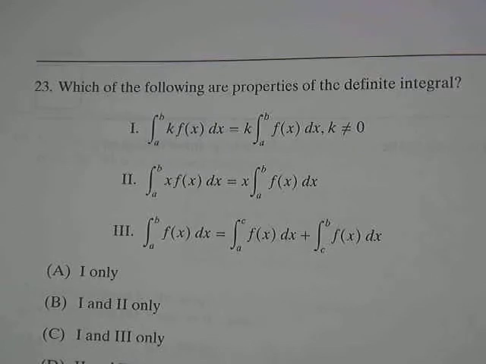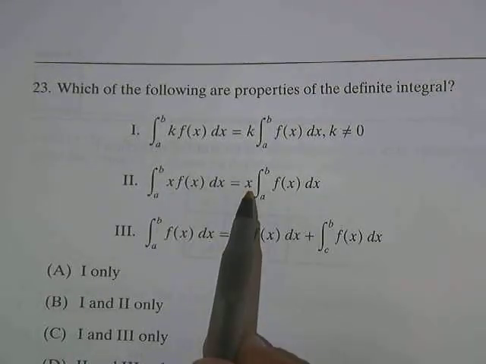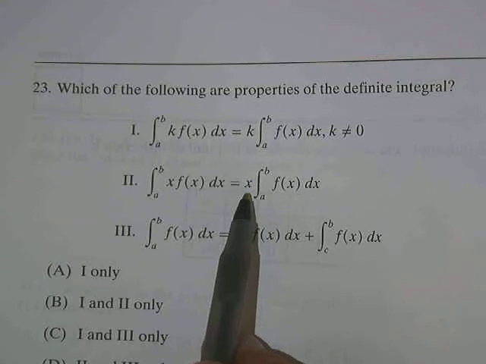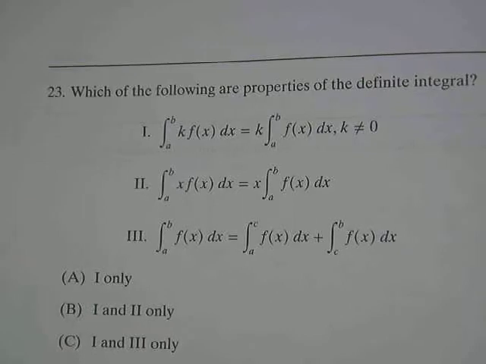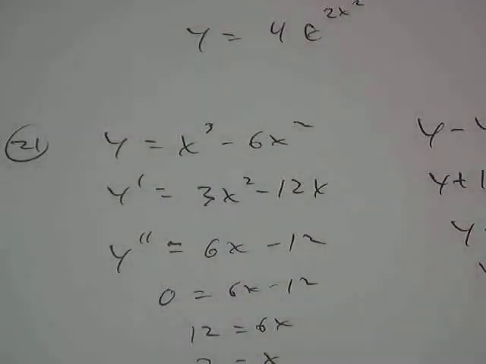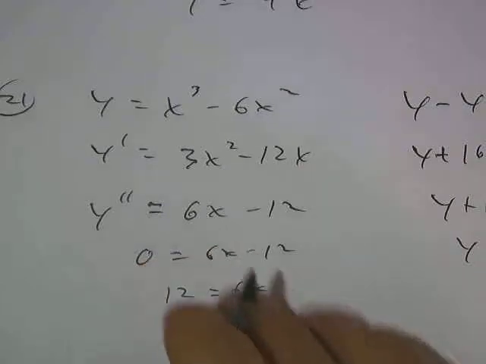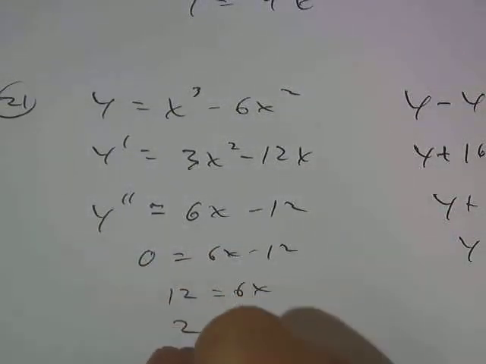What about this one? If we go from A to B, is that the same as going from A to C and then C to B? Yeah, sure. So therefore, it would be 1 and 3, letter C. Wait, what was your other two? You can't take an x out. You can take a constant out, but you can't take an x out. So you can't just pull a variable out of the integral.